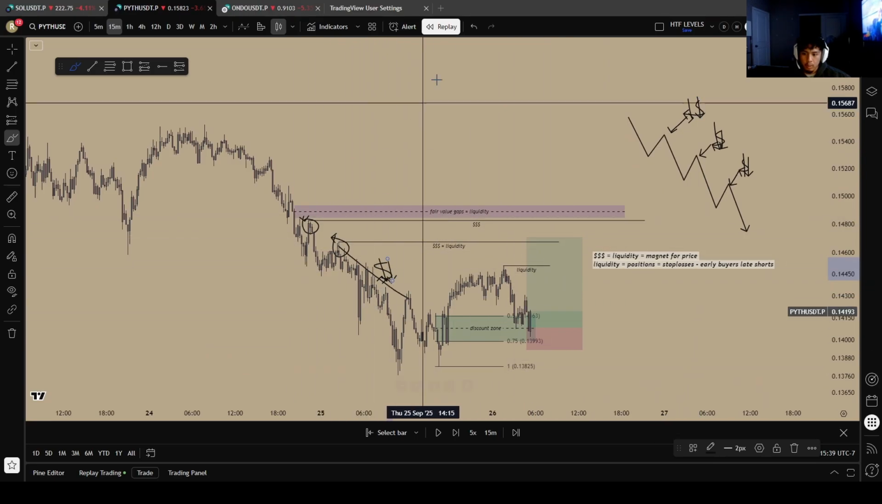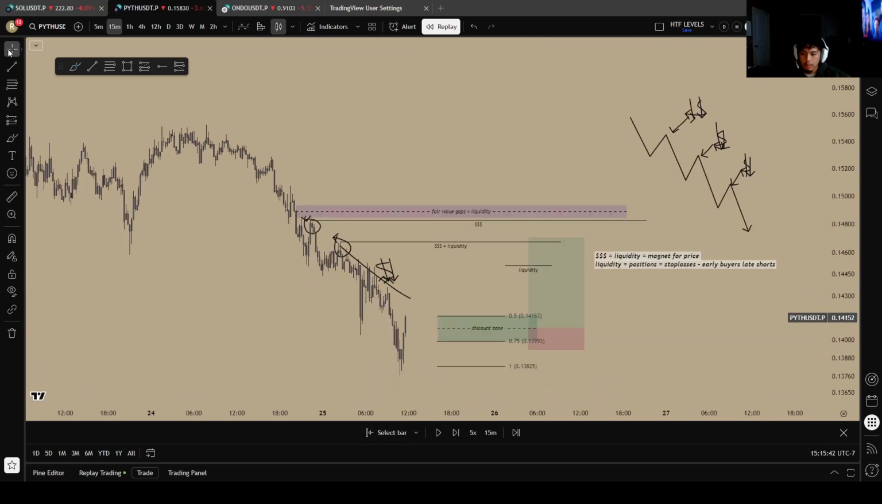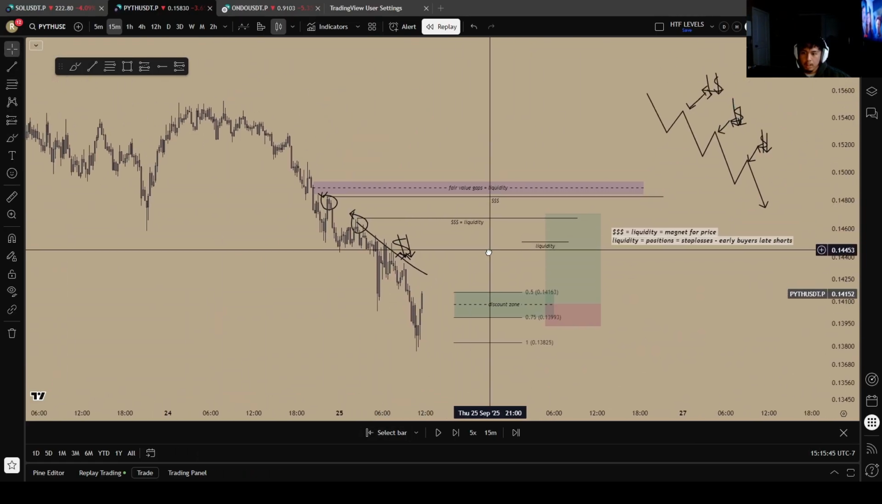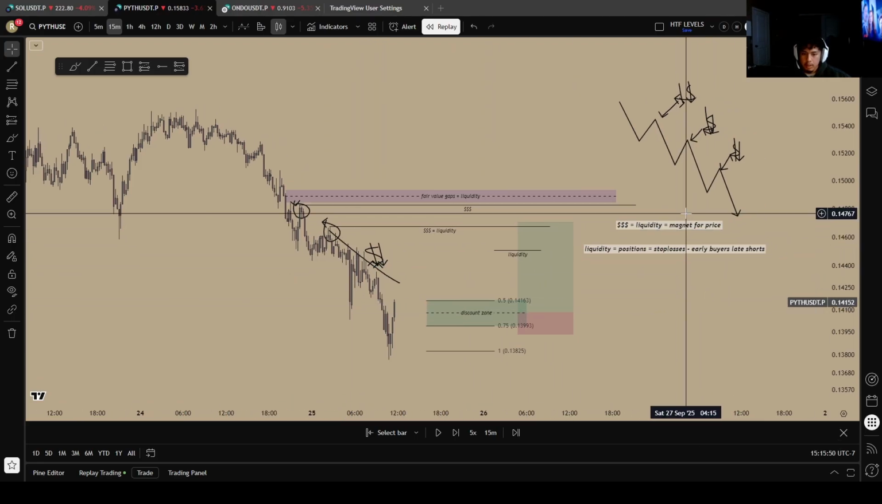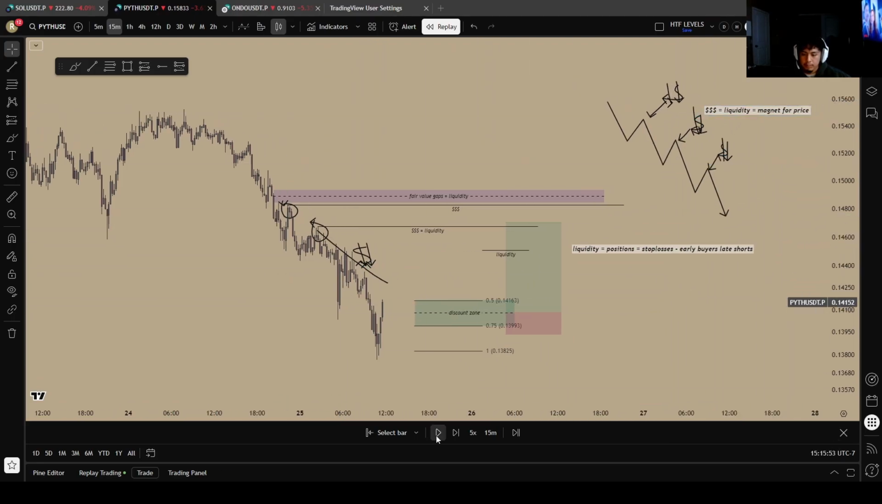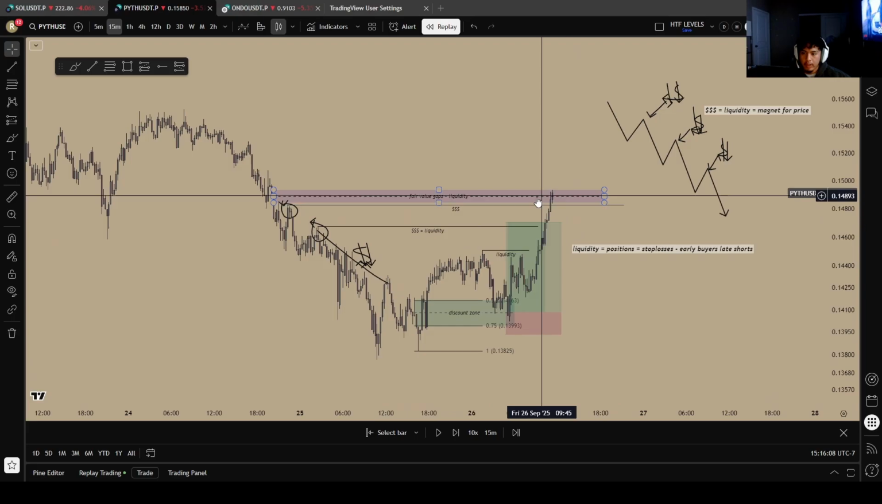So if you look right here, I identify 1, 2, all of this liquidity. Okay, so why is that important? Because from here, why does the price go all the way back up here? Because of liquidity. It acts as a magnet for price. And so once price gets here and you put a stop loss, right here we can see that price starts to take out all these people. Fair value gaps act as liquidity.